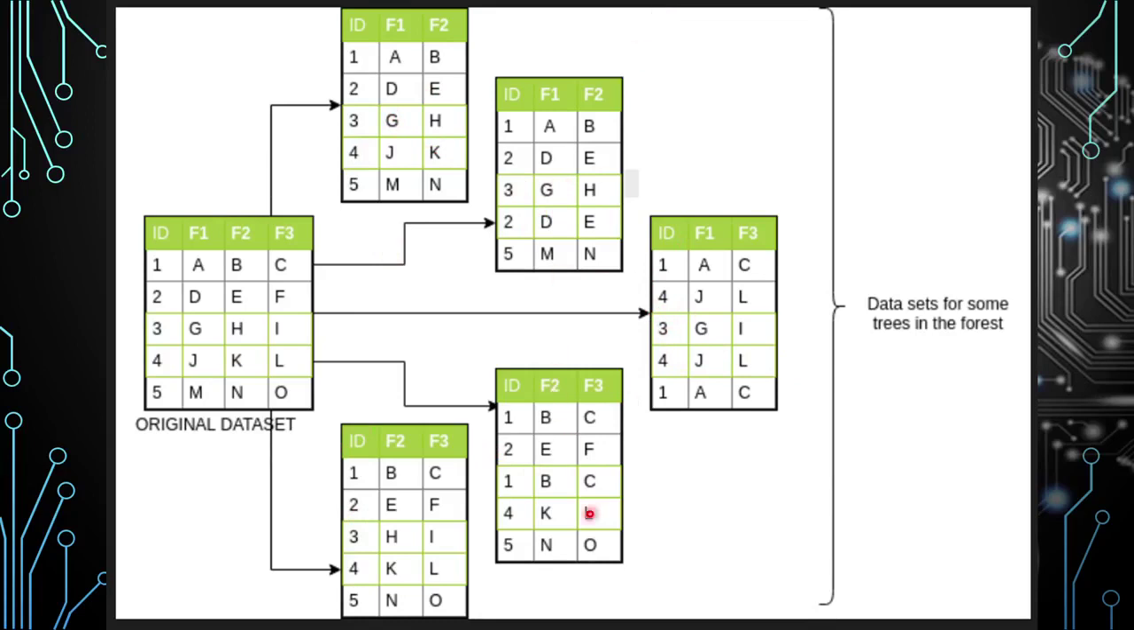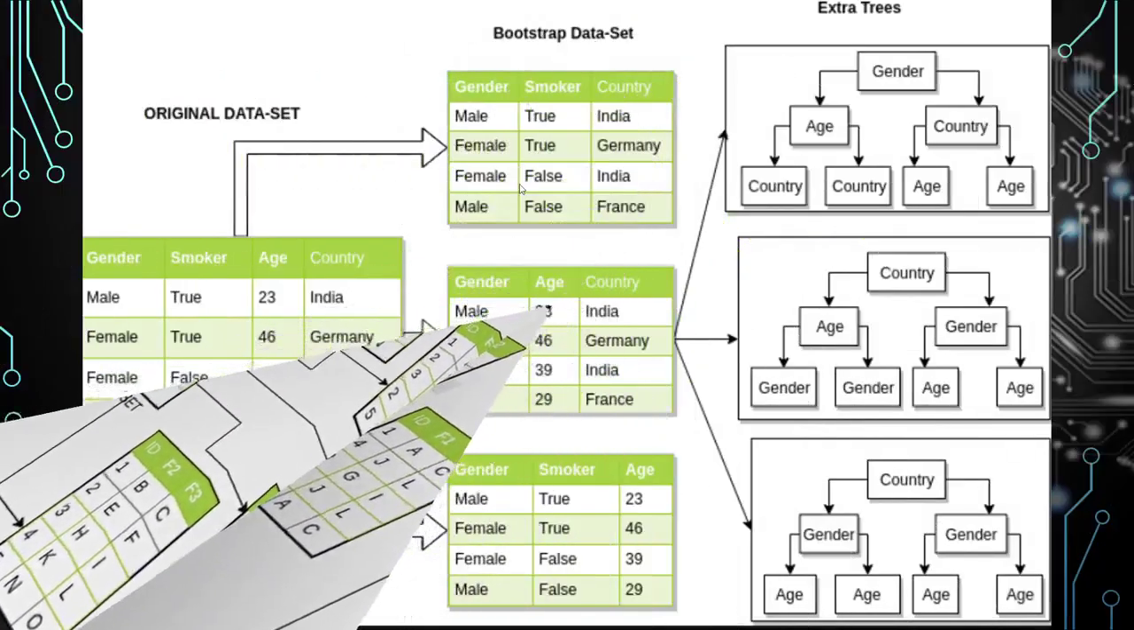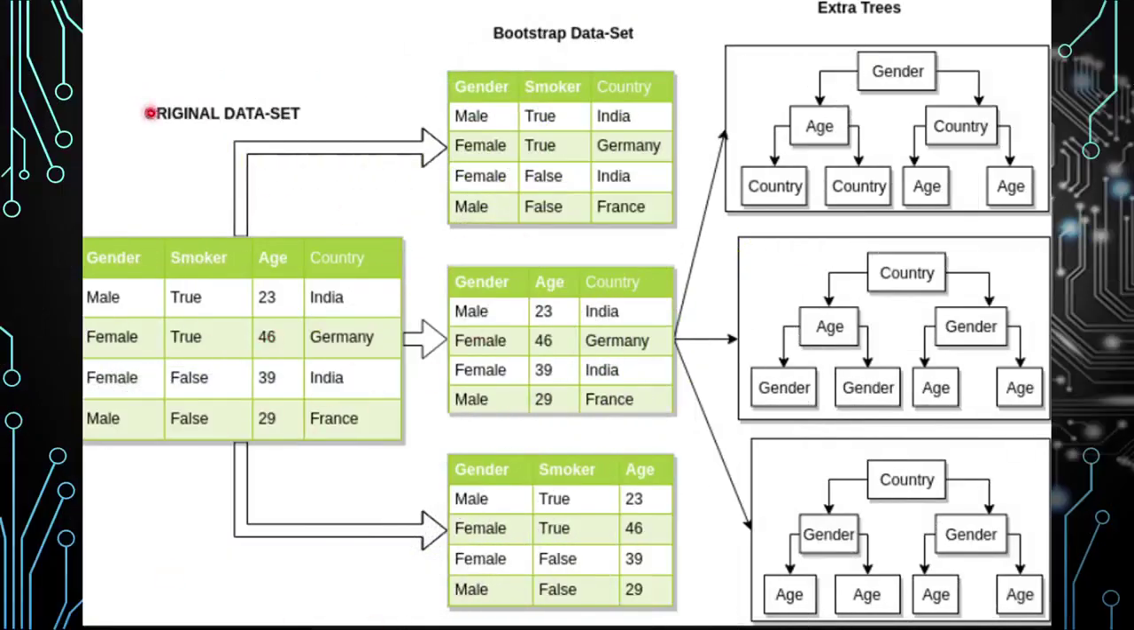The name random forest suggests that a forest is a combination of multiple trees, so the same concept is used here. There is an example you can see here. This is the original dataset, which is bootstrapped by removing the age column. Here they have removed the smoker column, and here the country column. These create further datasets, further decision trees basically, and then we do majority voting among the classifications made by each decision tree.